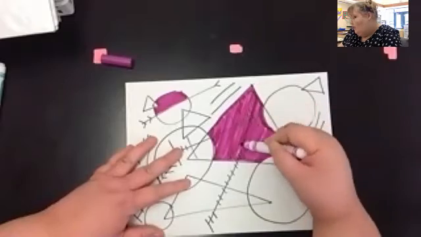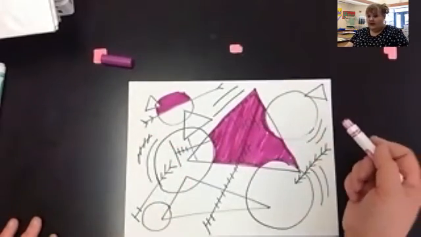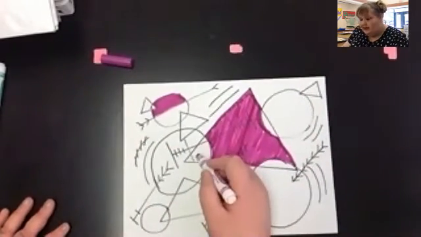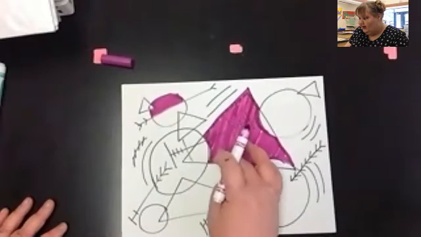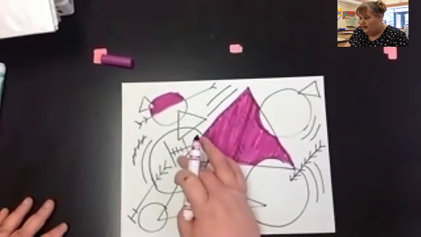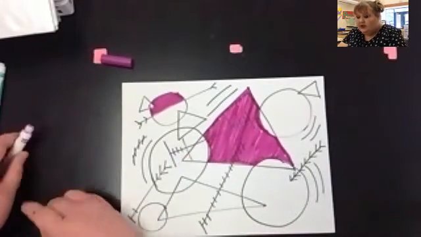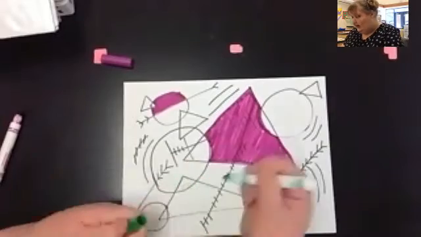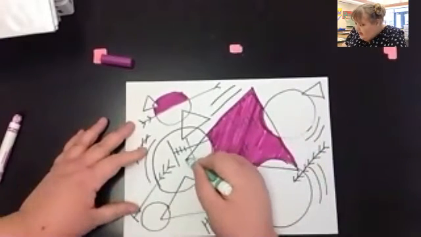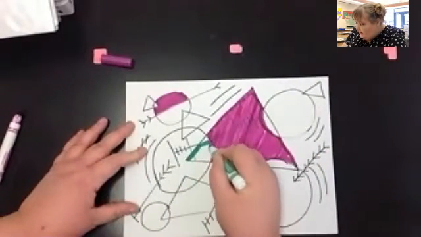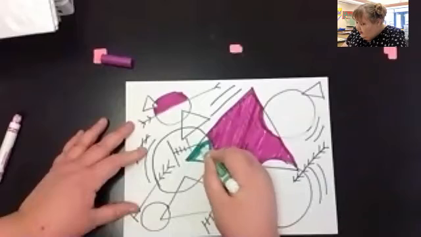And so once you have one shape colored in like that, right here, you'll see that there is this other overlapping part of the triangle where the circle and the triangle meet. So what I want you to do, if you have any of those overlapping areas, you're going to go ahead and make that a different color. So right there, I'm going to put a green.